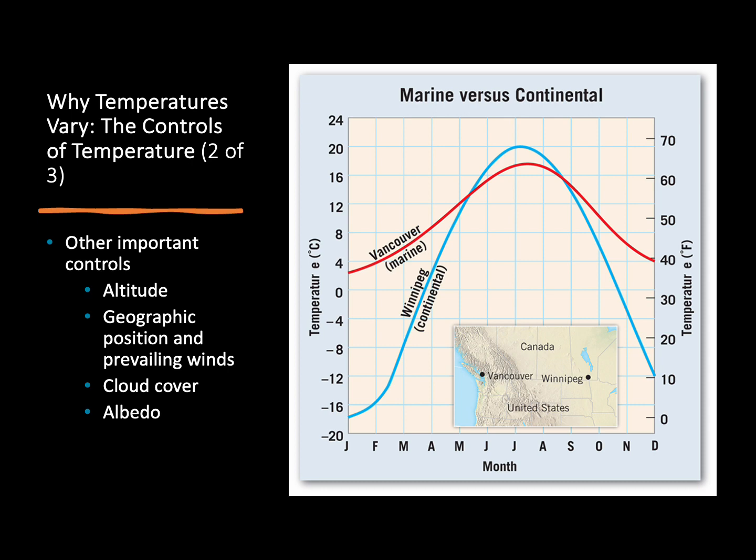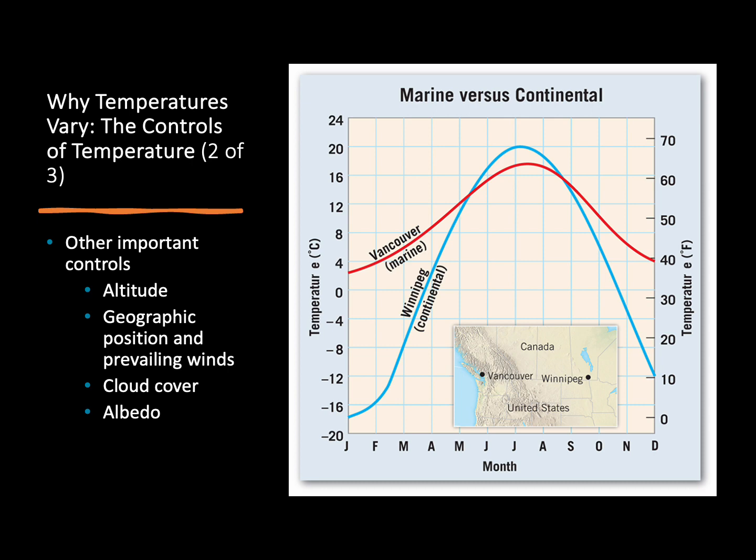Winnipeg, on the other hand, we're going to see this huge difference between negative 18 degrees in winter and 20 degrees in the summer. That's because Winnipeg is found in the middle of the continent. It doesn't have a lot of water nearby to control its temperature, so we see major swings, really cold winters, really hot summers. Whereas that more marine-based Vancouver, the water is going to help balance out the temperature year-round.